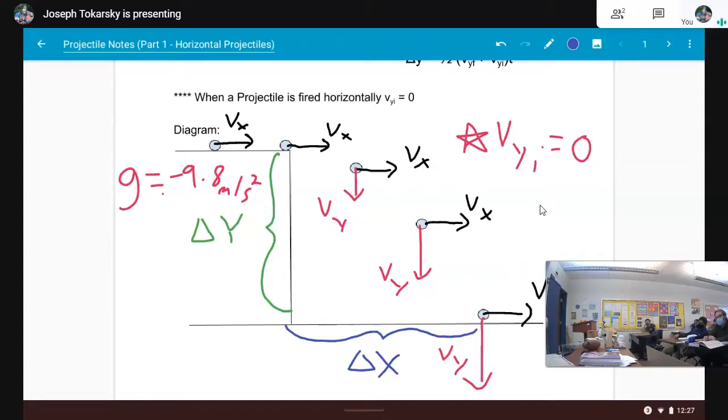If it had any Vx, non-zero Vx at all, it can't drop straight down. It would go at least a little bit out, okay? The only way to go straight down is to drop it, okay? And then it would just be a straight up one-dimensional free fall problem, okay?